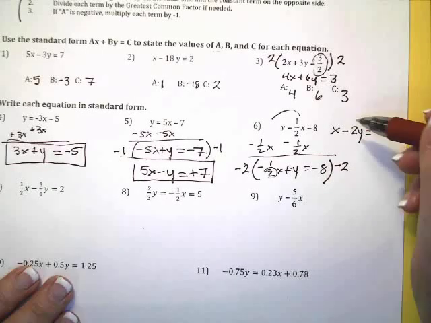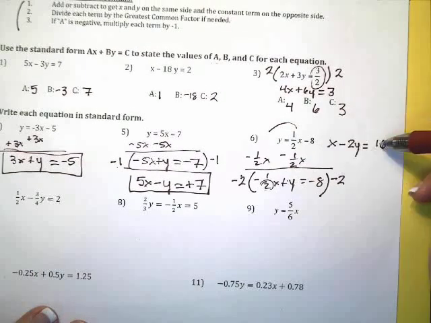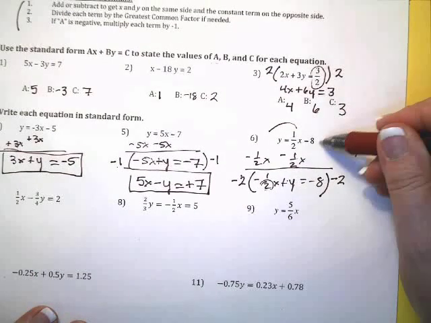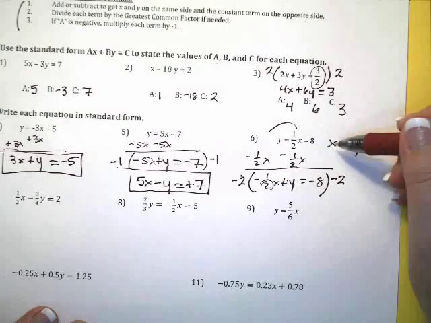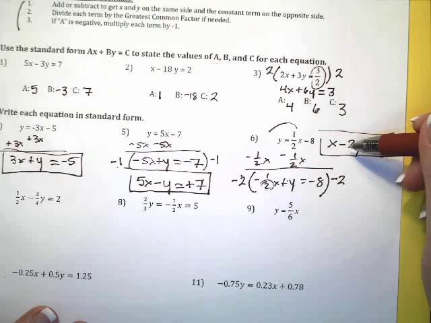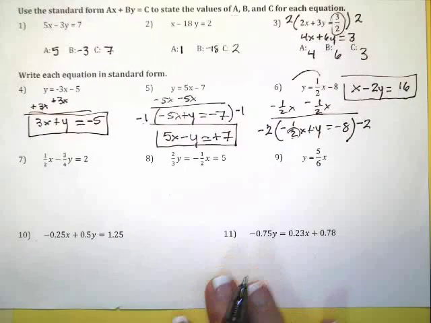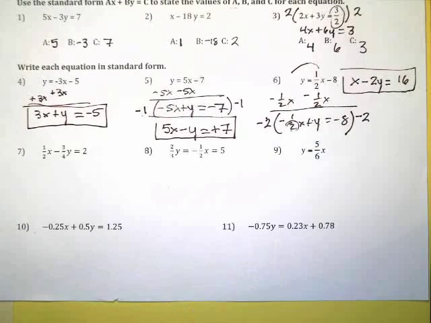So a lot of things you have to check for in standard form. A, B, and C cannot be fractions or decimals, and then this number has to be positive, which it is. The x and the y term need to be written on the left-hand side and the number on the right-hand side. So now it's finally in standard form. Okay, let's go down to number 7.